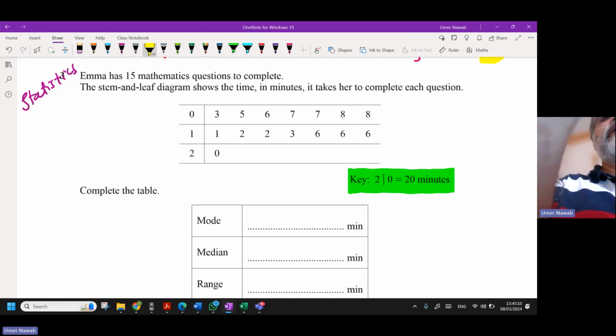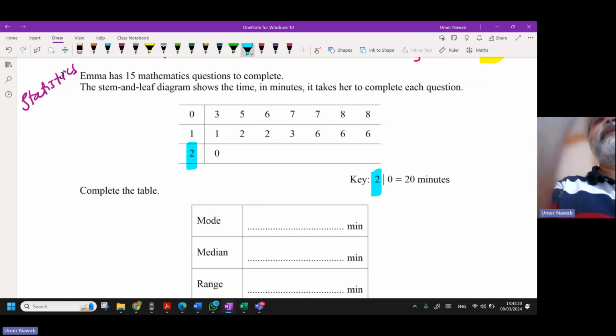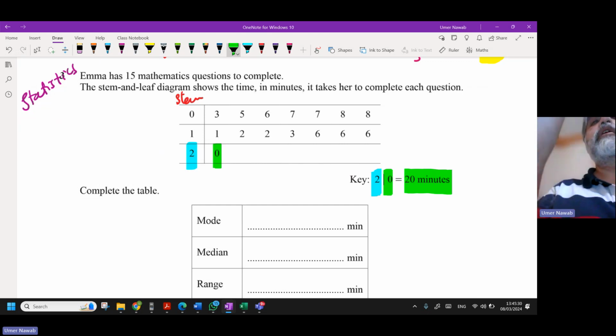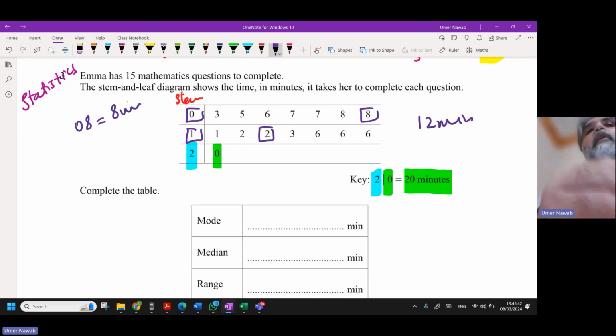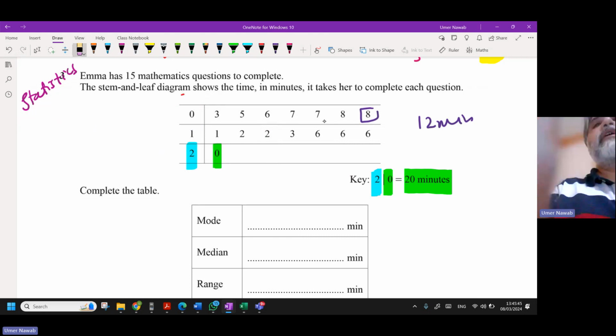Key says that, here, suppose Mr. Omar has written 2. So 2 is going to be considered as a stem. Let me show you again. This 2 is my stem. And what are my leaves? My leaf is considered to be 0. And collectively, it is representing what? 20 minutes. So may I say this 1 and 2 is representing 12 minutes. This 0 and this 8 is meaning, or I can write it as 8 minutes. I hope it is clear to everyone.